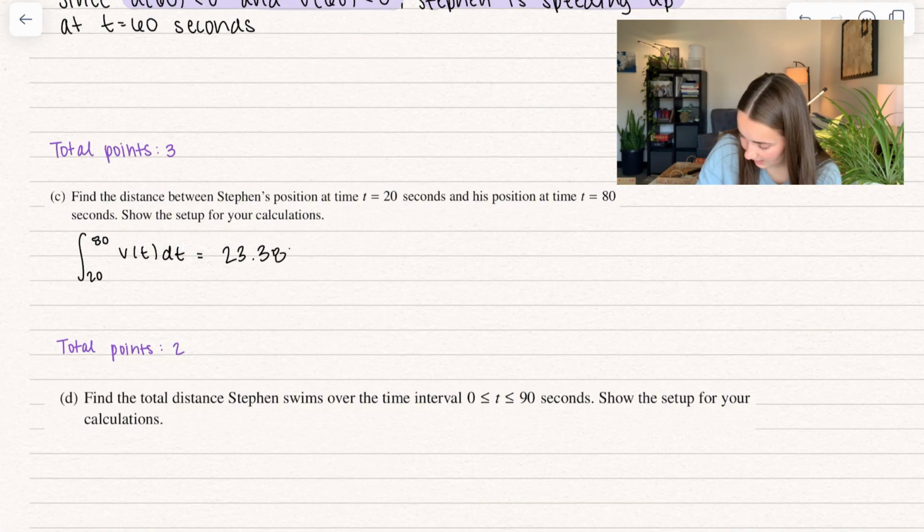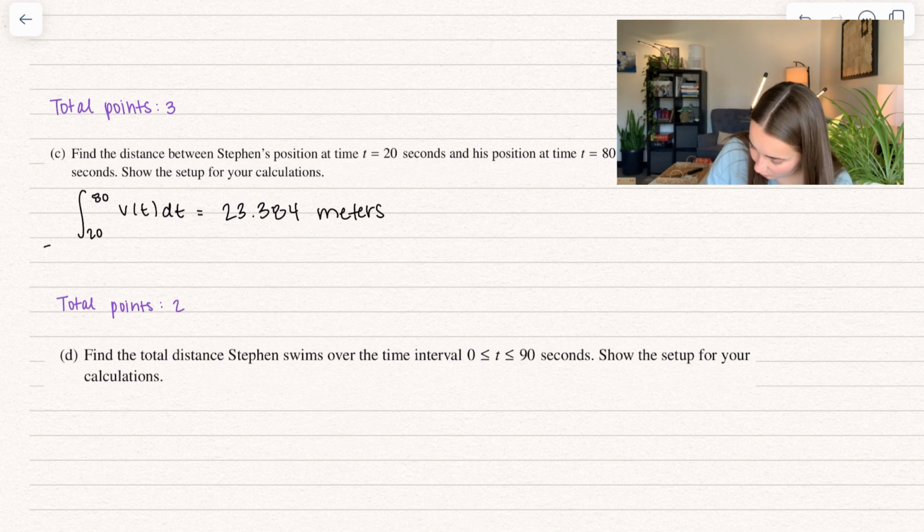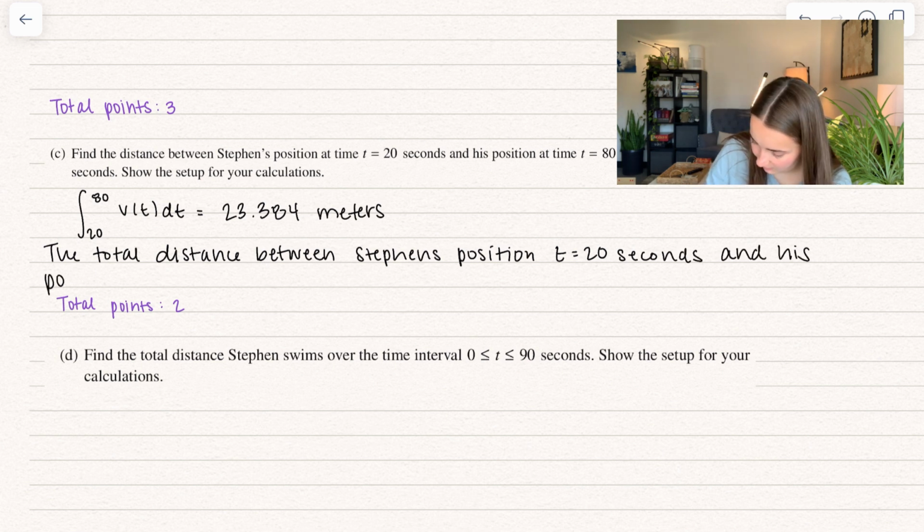23.384. And this is just going to be meters. And what I do is I take from the question. So the total distance between Steven's position, I literally just take from the question and I rewrite it and then I answer it. This way there's less confusion on what you're answering.